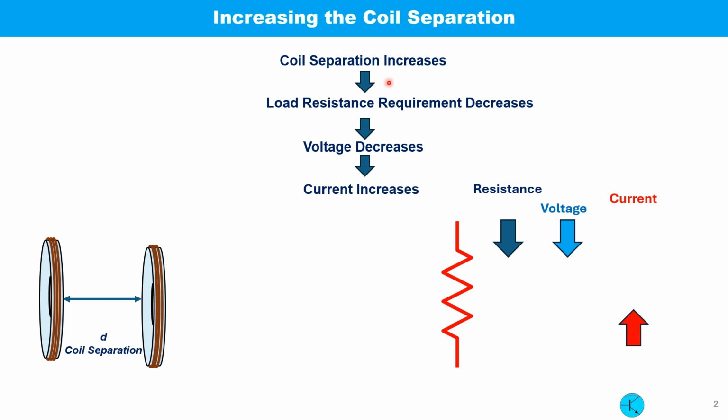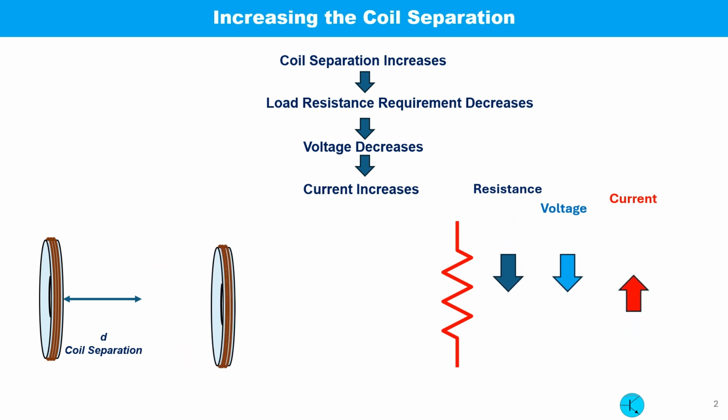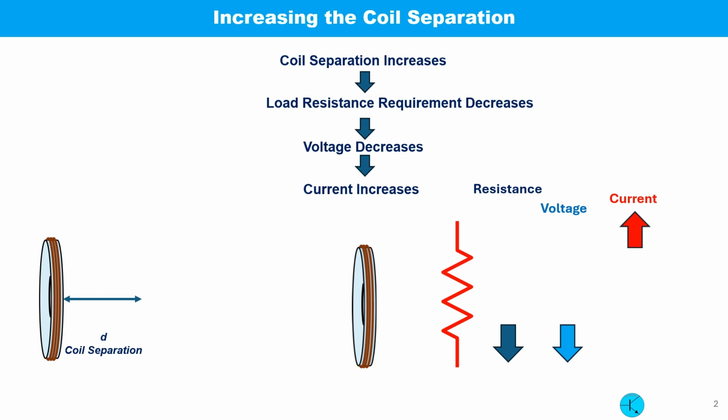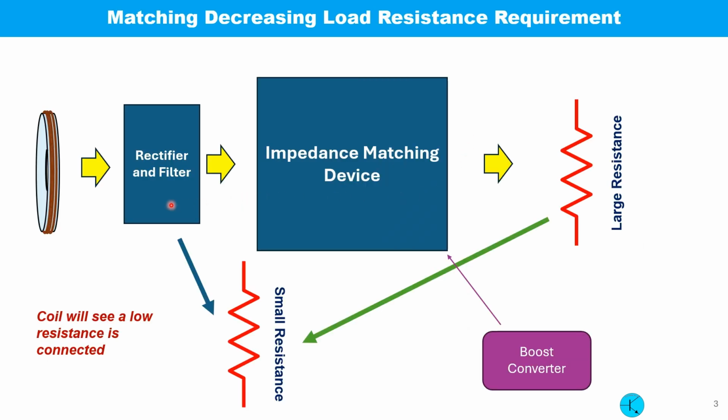With the increasing coil separation, the load resistance requirement decreases, voltage decreases, and current increases. With our secondary coil, we have a rectifier and filter circuit, and we have to use an impedance matching circuit to match the higher load resistance of the load to the lower load resistance requirement of the power transfer circuit. For this, we can use a boost converter. Though we are using a higher resistance load, due to the use of this converter, the coil will see a lower resistance.